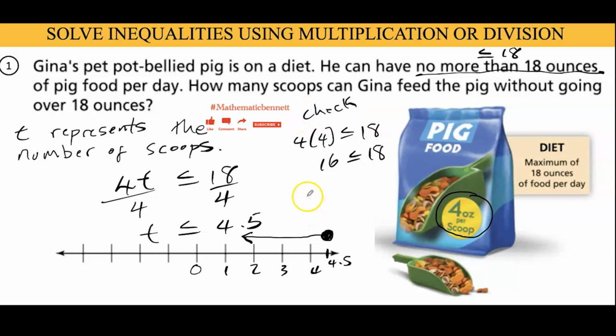Let us try the next one. Let us find the next value. Let's say t is 1 scoop. 4 times 1 will give us 4, and 4 is indeed less than 18. So we know that our solution is correct because we did a check and we saw that it's correct.